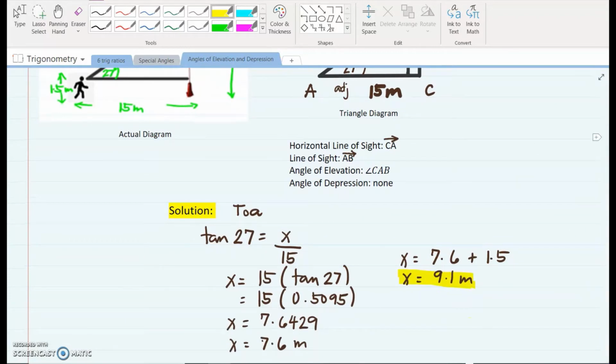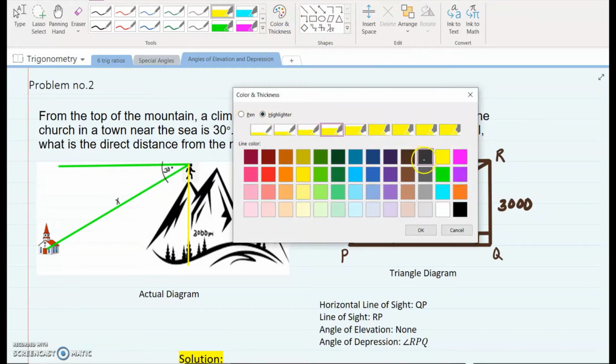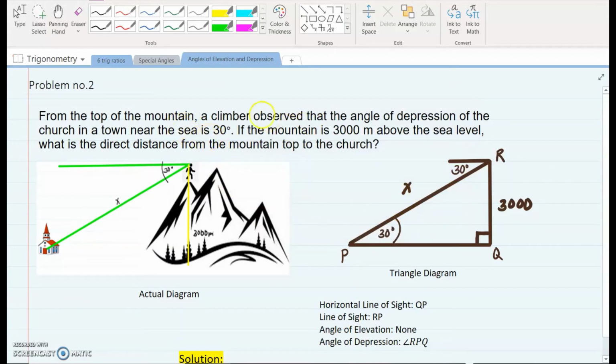Next, problem number 2. From the top of the mountain, a climber observed that the angle of depression near the sea is 30 degrees. If the mountain is 3,000 meters above the sea level, what is the direct distance from the mountain to the top of the church?